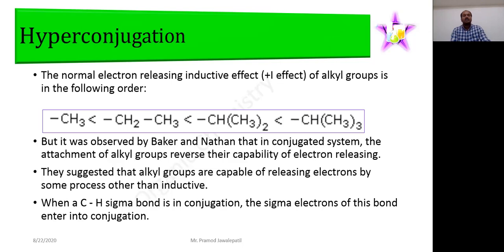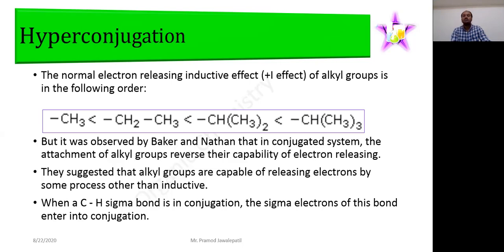Friends, the normal electron-releasing inductive effect, that is the plus I effect of alkyl groups, goes in the following increasing order: methyl, then ethyl, which is less than isopropyl and tert-butyl. Like that, as the electron donating group increases, the plus I effect increases.